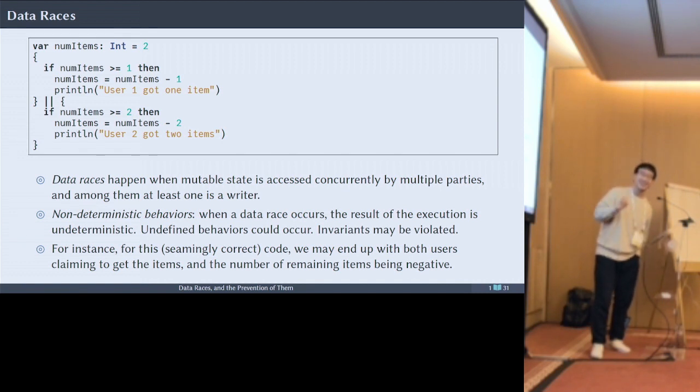When such a data race happens, the result of the execution will be non-deterministic. So there can be different results from execution to execution, and there can be undefined behaviors, and there are some important invariants that can be violated. For instance, here we might end up with both users thinking that they have acquired the item, and the remaining item count will be negative.